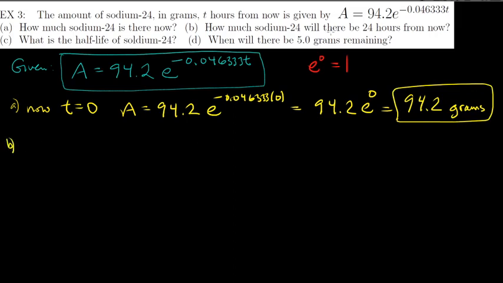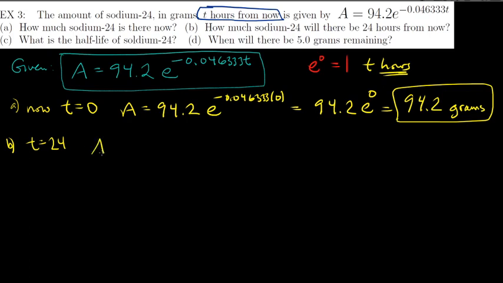Part B, how much will there be 24 hours from now? Oh, I'm sorry, did I say years? I meant t is in hours here, not years. They state that right here in the problem, so t is the number of hours from right now. So 24 hours from now is t equals 24. Be careful you don't do t equals 1. You might think, well, that's 1 day. Yes, but t is in hours, so 24 hours.